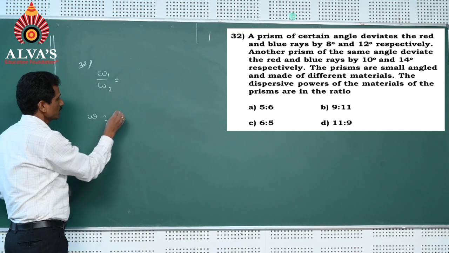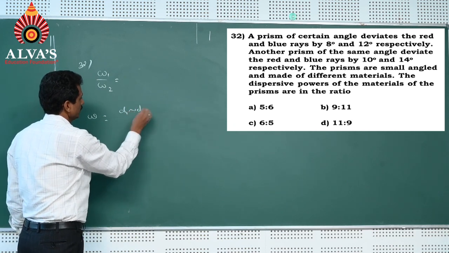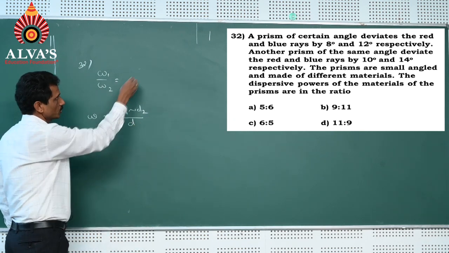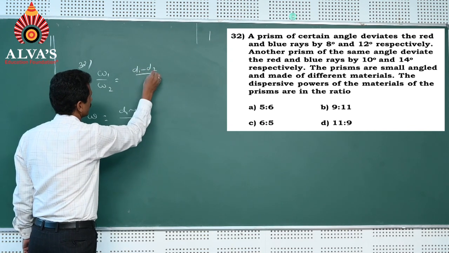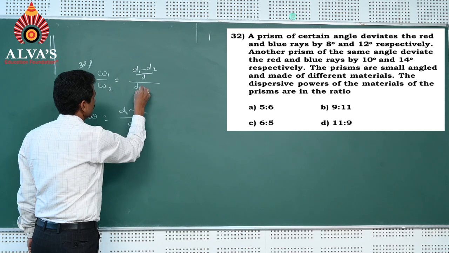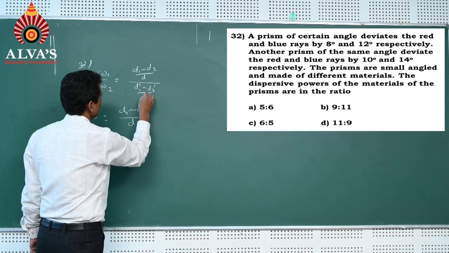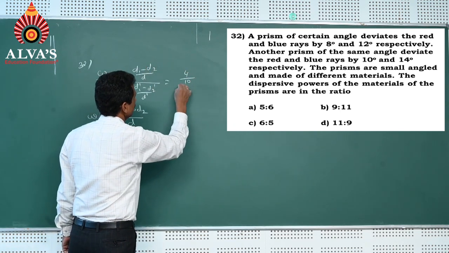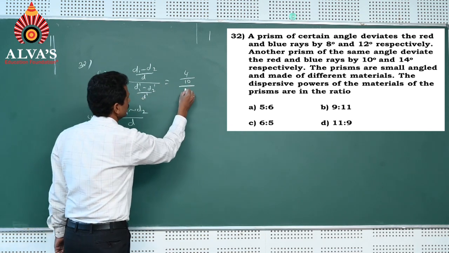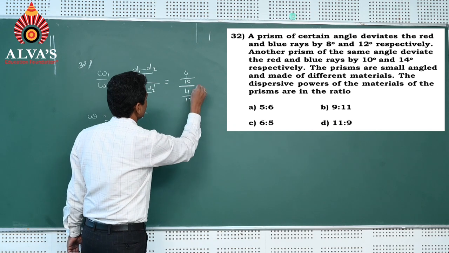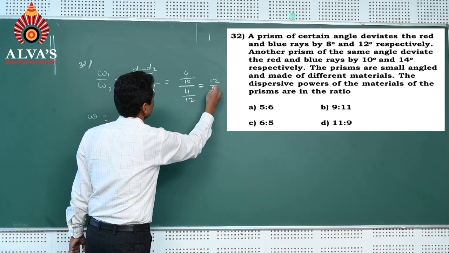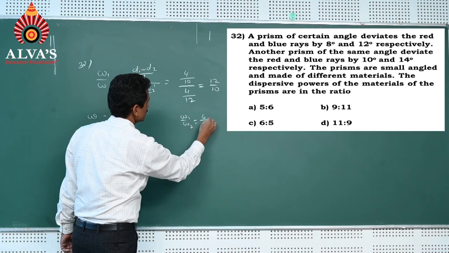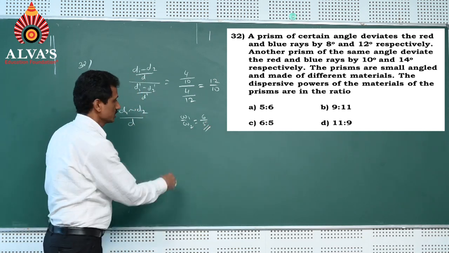You know, dispersive power omega is equal to the ratio of difference in the deviation to the mean deviation. Therefore, omega 1 by omega 2 is equal to (d1 minus d2) divided by d, divided by (d1 dash minus d2 dash) by d dash. Here 8 and 12, that is 4 divided by 10. Then here 10 and 14, the difference is 4 divided by 12. Nothing but 12 by 10, that is omega 1 by omega 2 is equal to 6 by 5. Answer is C.